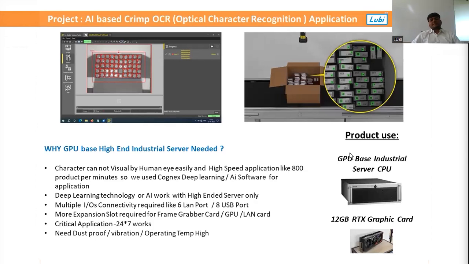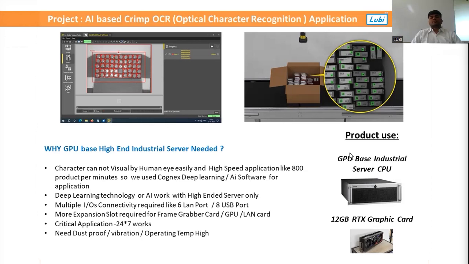The third application is OCR, a deep learning application. In these applications, we have used our Cognex cameras and Cognex deep learning software. Why do deep learning applications need high-end servers? First of all, the characters cannot be easily inspected visually by a human eye, and in high-speed applications like 80 products per minute, we use this Cognex deep learning and AI software.